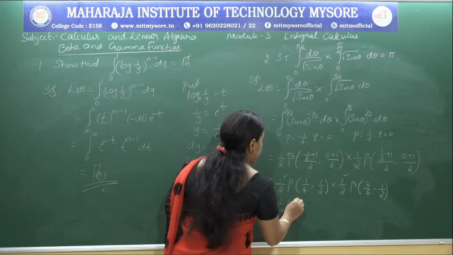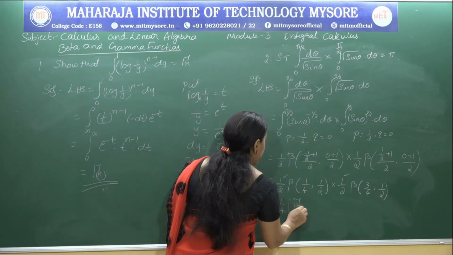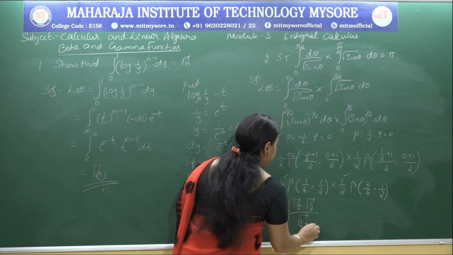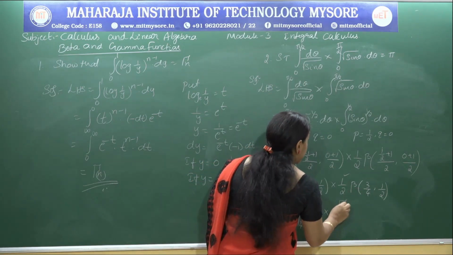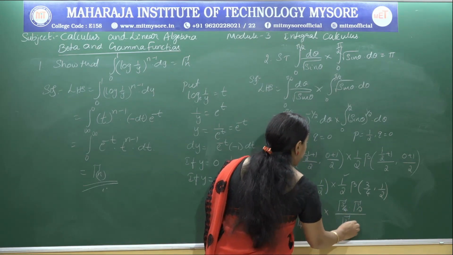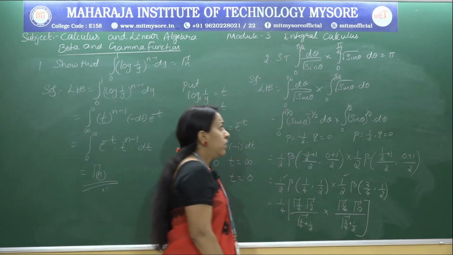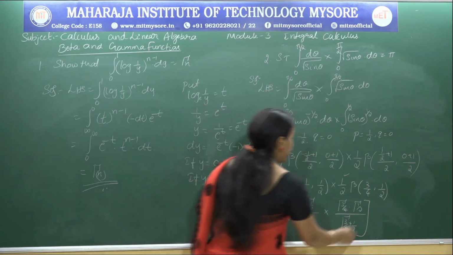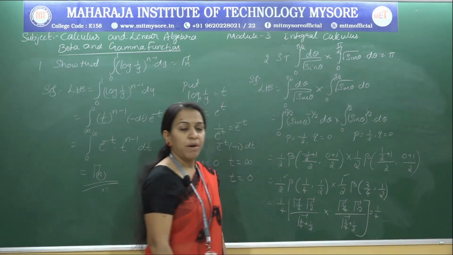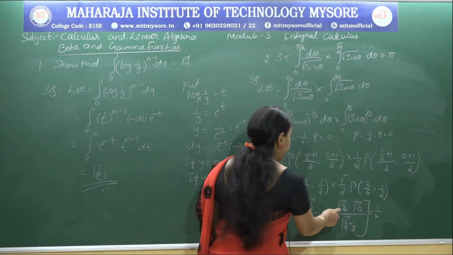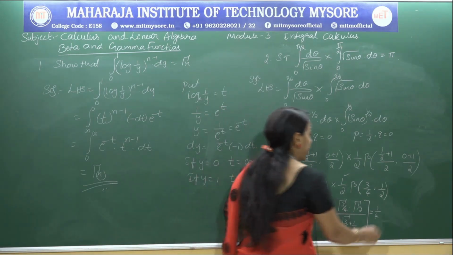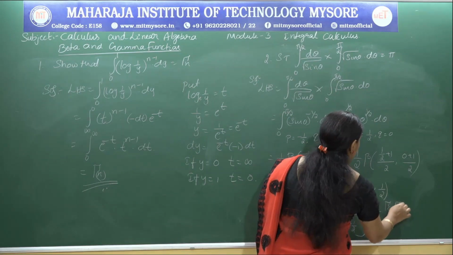Using that, I can rewrite this as gamma 1 by 4 into gamma 1 by 2 by gamma 1 by 4 plus 1 by 2, into gamma 3 by 4 into gamma 1 by 2 by gamma 3 by 4 plus 1 by 2. Now simplify this, that is 1 by 4 into gamma 1 by 2 gamma 1 by 2, that is gamma half is root pi. And the multiple of these two, gamma 1 by 4 into gamma 3 by 4 we have.